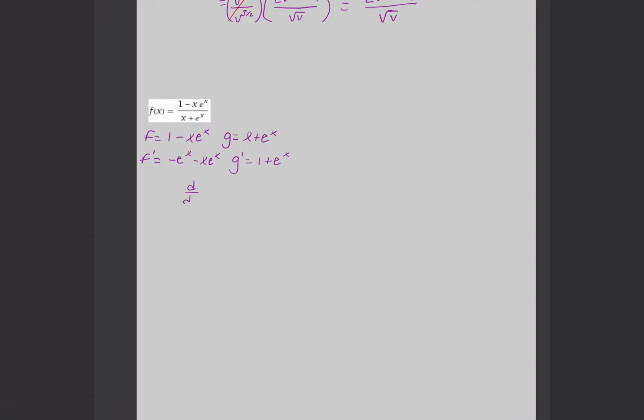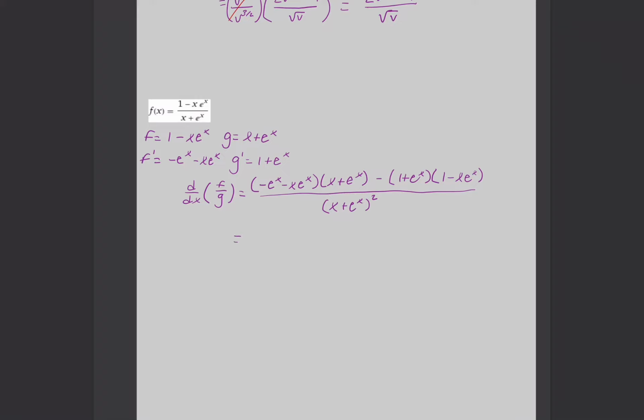Now if we plug into our formula, f prime g, so we plug in our f prime, and our g, x plus e to the x, minus g prime f, so minus 1 plus e to the x times 1 minus x e to the x. And this is all divided by g squared, x plus e to the x squared.